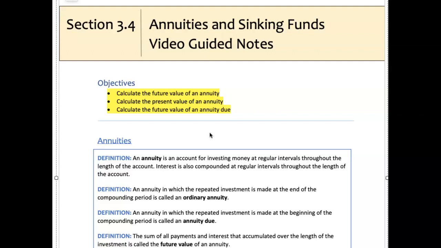This is the first video for section 3.4, Annuities and Sinking Funds. In this video, we will cover the following objectives. We will calculate both the future and present value of an ordinary annuity and an annuity due.